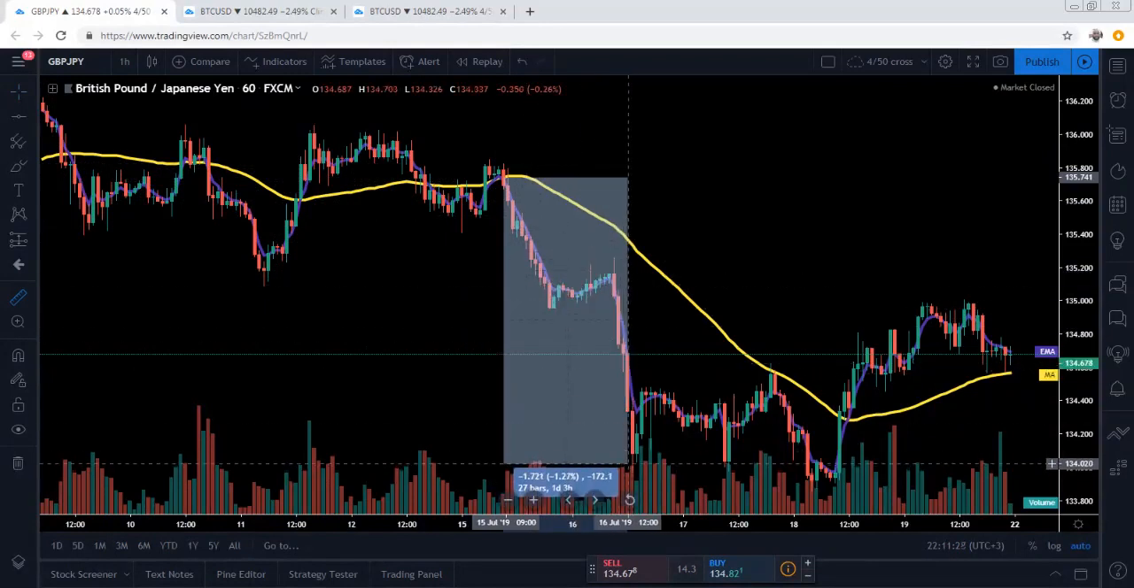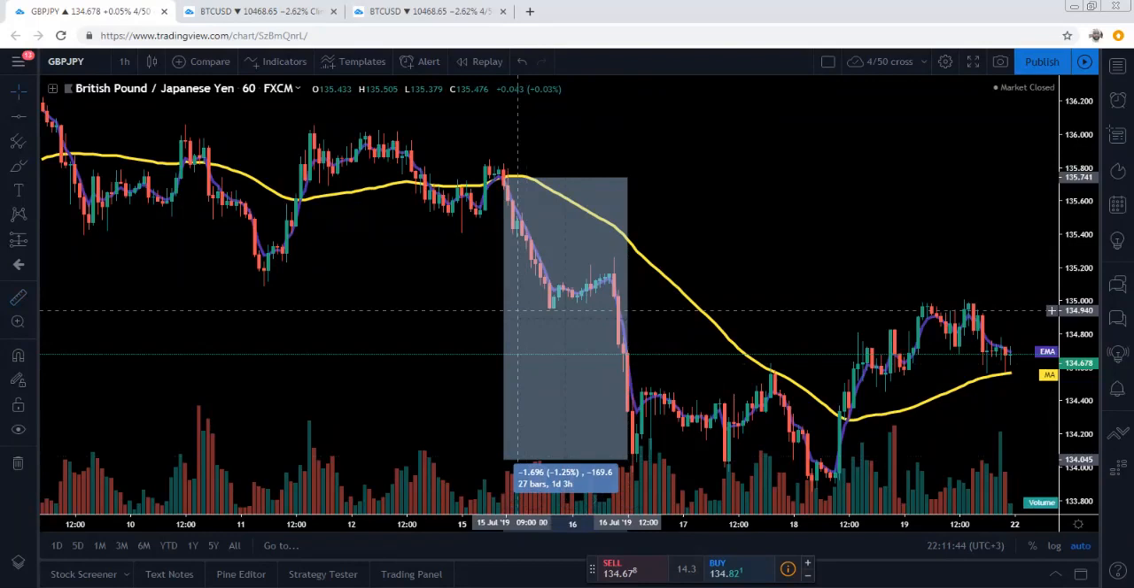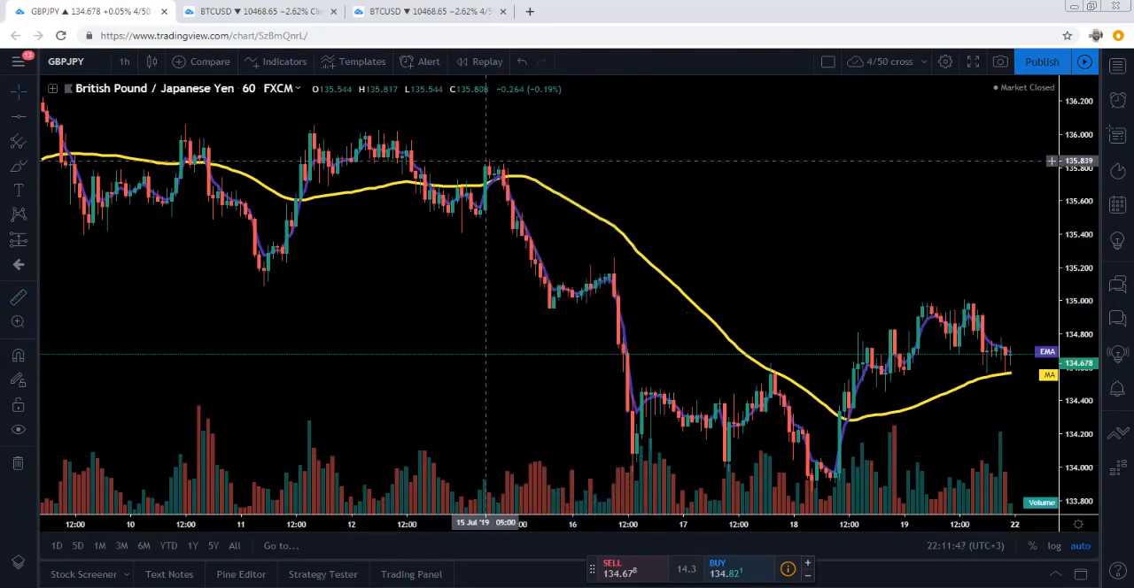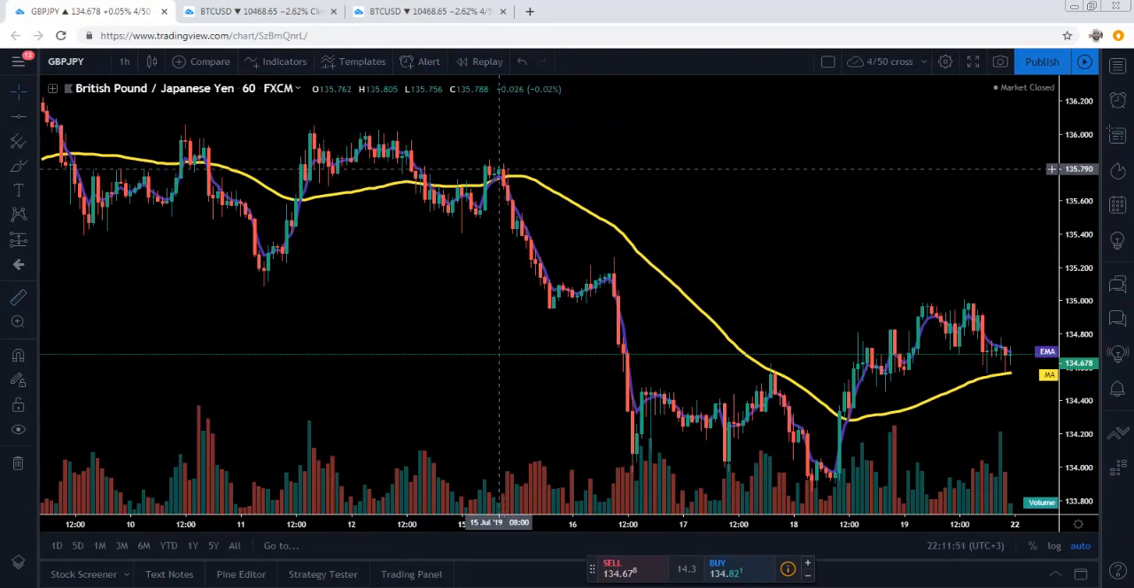So you said the yellow is a 50 and the purple is the 4? Yeah, the yellow is the 50 moving average. The 4 is the exponential. And these are the regular candles. So as soon as it crosses, you do a market execution? You can do a market execution. If it's going to the downside, you can put your stop loss right here.